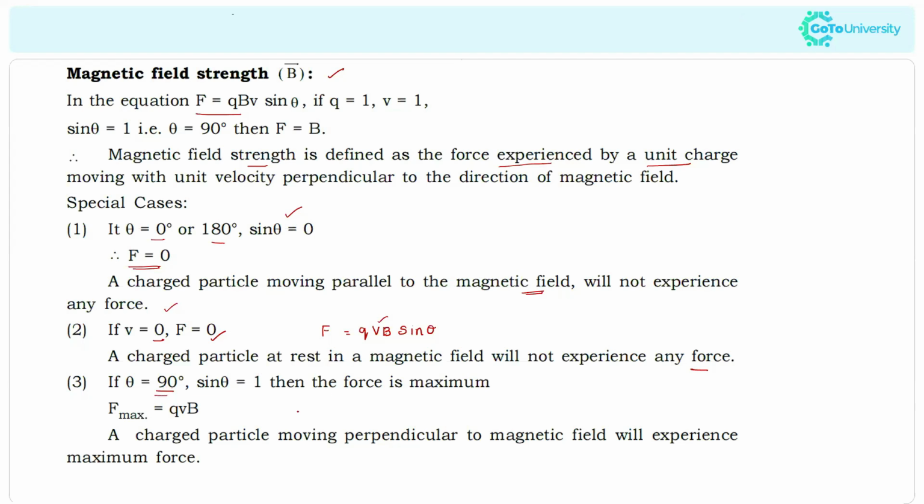So when the angle is 90, what will happen to the value of sine? Sine 90 will be equal to 1, right? So we know the formula of a magnetic force, which is F equals QVB sine theta. Here theta becomes 90 and sine theta becomes 1. So we will get F equals QVB, right? So this is the value of magnetic force. So we can say a charged particle moving perpendicular to the magnetic field will experience the maximum force.